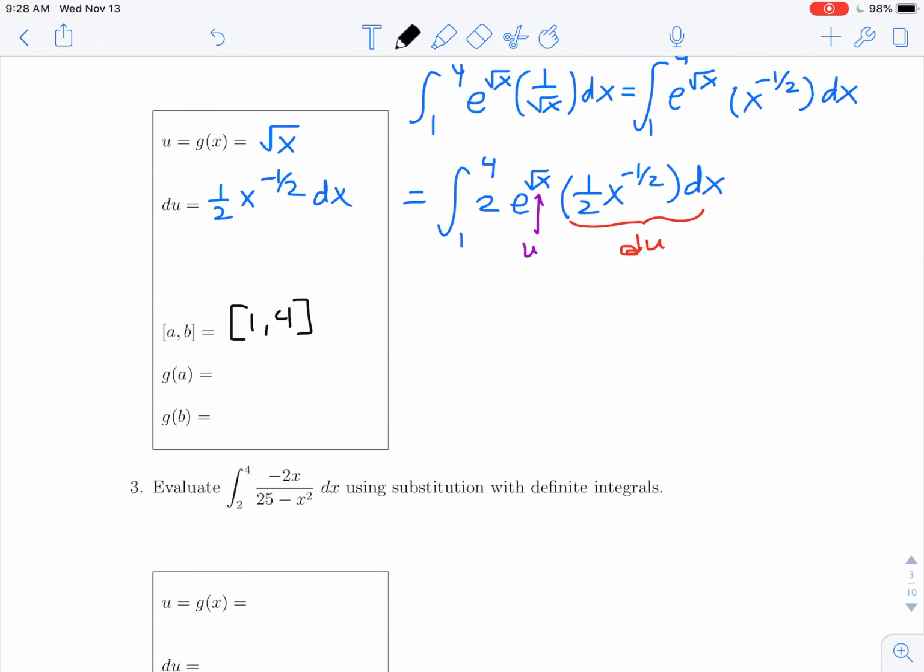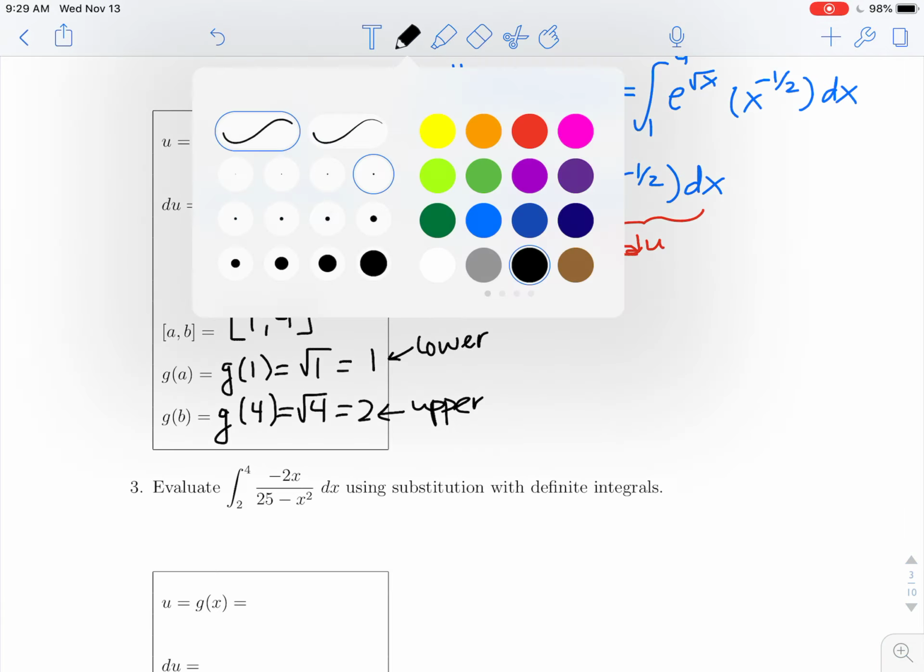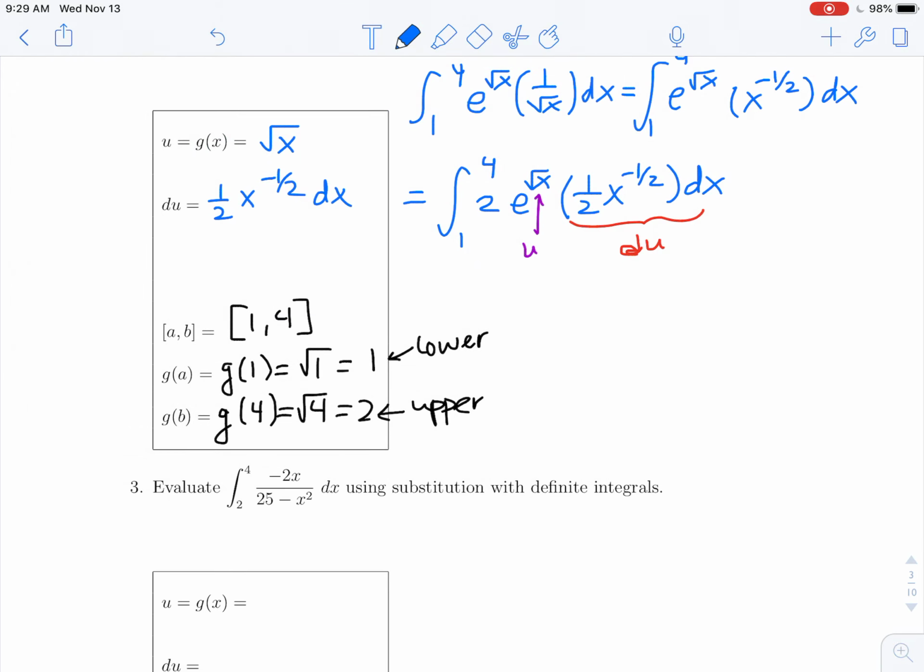So to get our new limits of integration, we need to take the 1 and the 4 and plug them into our inside function. So g of a is g of 1, which is root 1, which is 1. So our lower limit doesn't change. That happens sometimes, it's fine. Our upper limit of integration is going to be g of 4, which is root 4, which is 2. So that one did change. So one of them changed and one of them didn't. Totally fine.